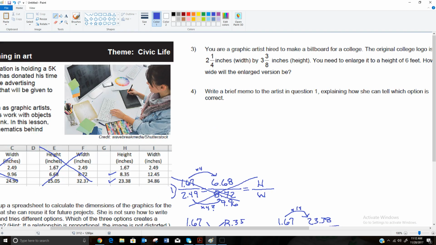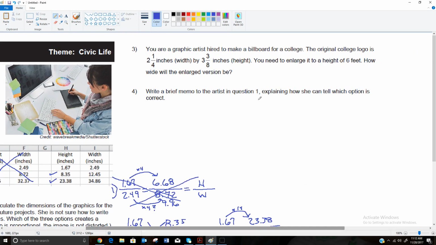So now let's go up here to question 3. It says, you are a graphic artist hired to make a billboard for a college. The original college logo is 2 1/4 inches wide by 3 3/8 inches high. You need to enlarge it to a height of 6 feet. How wide will the enlarged version be?